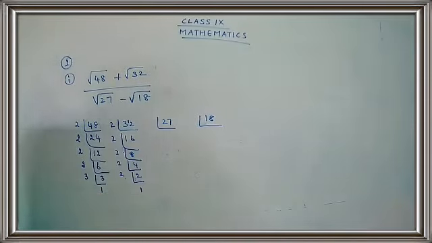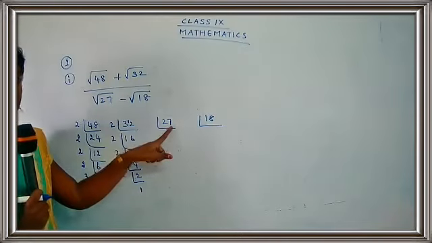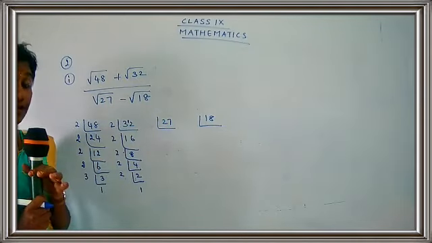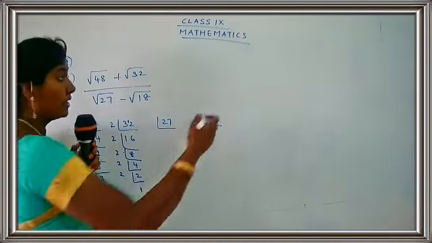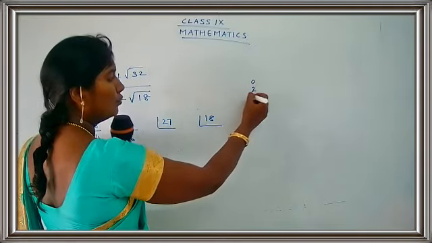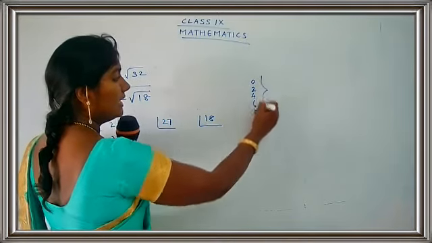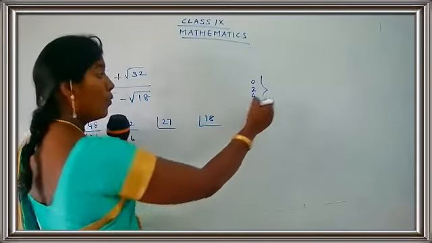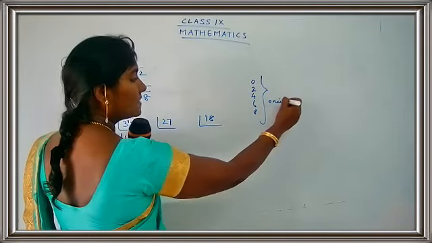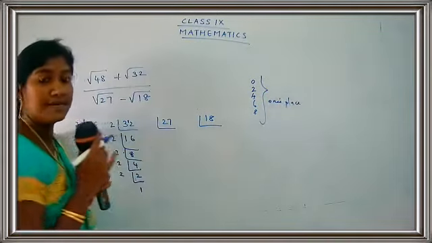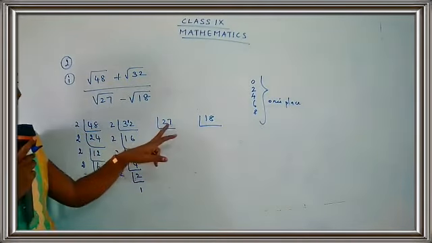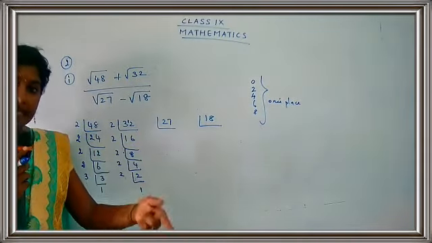Now coming to 27, here the last number is 7. So this is not divisible by 2. What were the numbers for 2, children? If you have 0, 2, 4, 6, 8 in the last place, that is in the ones place, you can say that the numbers are divisible by 2. But here the number is 7. So we have to go for the next divisibility.